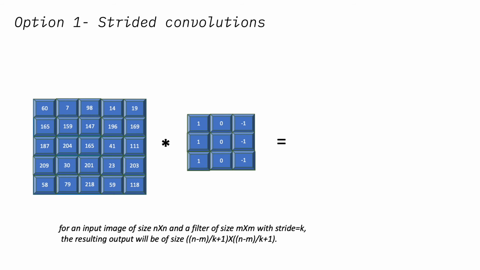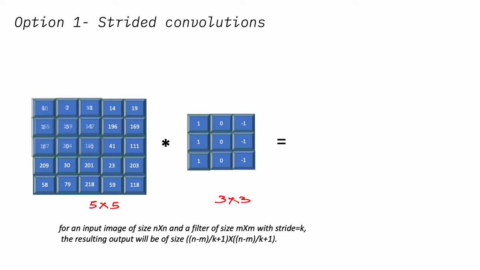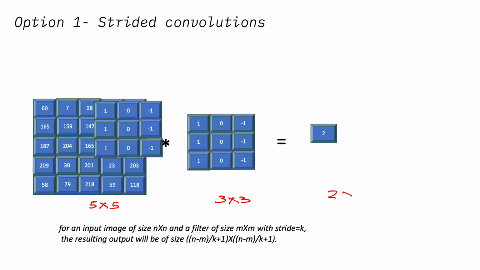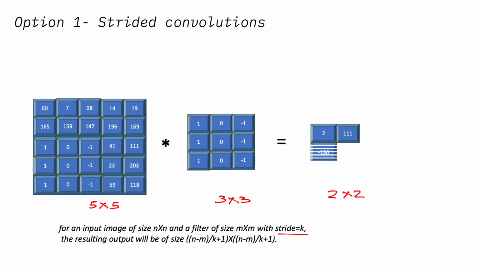Now that we know the size of the input image, that's 5 cross 5, and we know the size of our filter, that is 3 cross 3, let's look at what the size of our feature map would be when we stride it at the rate of 2. We see that it's 2 cross 2. And we know that k, which is the stride rate, is equal to 2, n is equal to 5, and m is equal to 3.